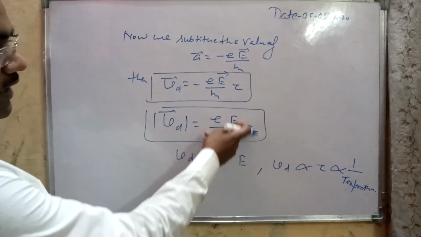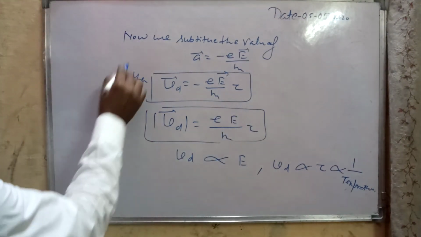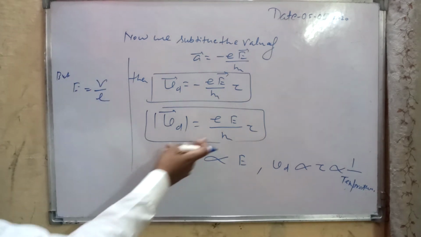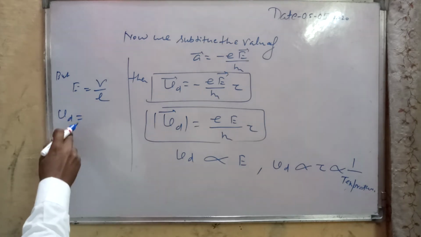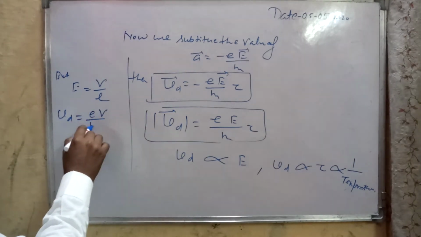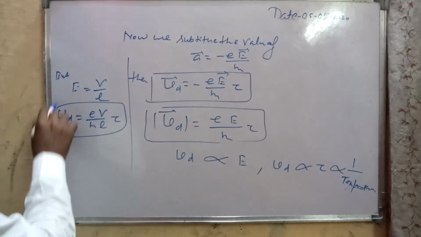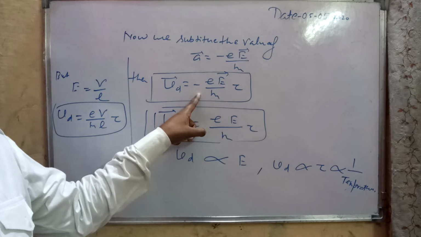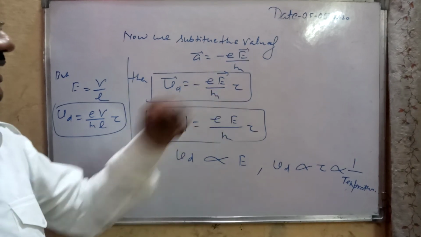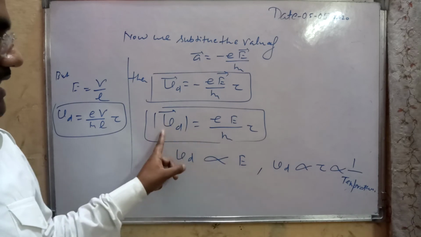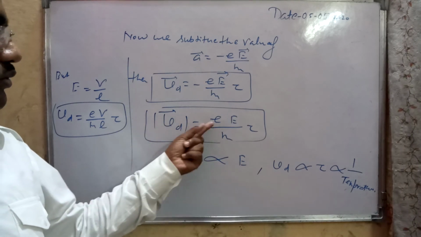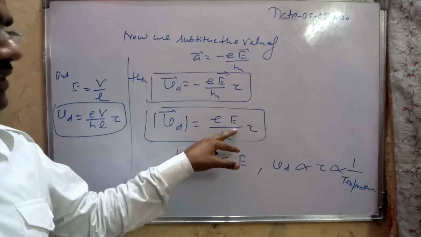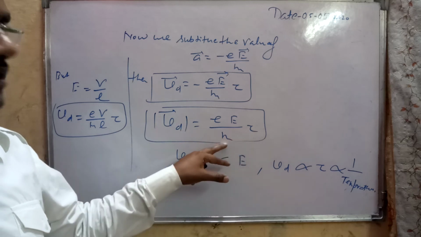Now here we put the value of E, but E is equal to V by L. So now we substitute the value of E. Vd is equal to eV by mL tau. This is the vector form of drift velocity in terms of electric field and relaxation time. This one is the scalar form: drift velocity is equal to eE by m tau. e is the charge on the electron, capital E is the electric field intensity, tau is the relaxation time, and m is the mass of the electron.